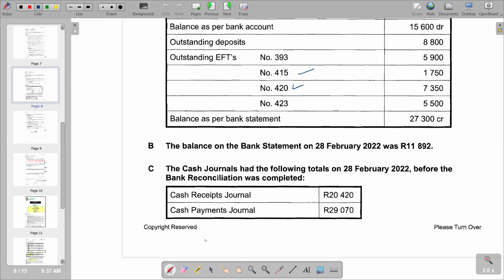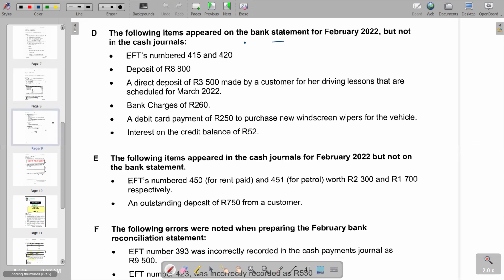So if you refer back, you see that we have that deposit outstanding at the end of the last period. So it's now appearing, which means no need to make any adjustment for that. Then we go to a direct deposit of 3,500 made by a customer of your driving school that was scheduled for March 2022. So this is a direct deposit.